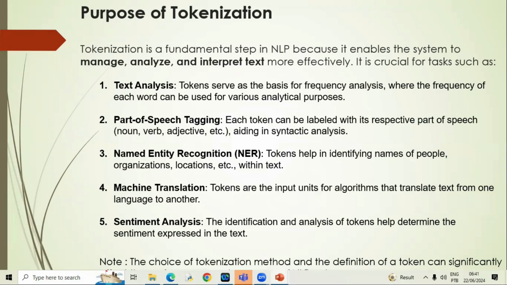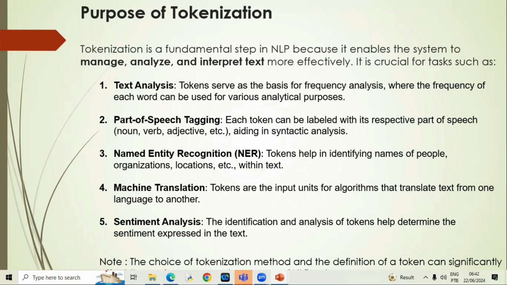So why do we do this tokenization process? Why are we not dividing into words, or into a rule as per the language? Why are we dividing into tokens? Now, a token is based on the model of the NLP, and we divide into tokens to manage, analyze, and interpret the text. Mostly we do text analysis by dividing the whole sentence into tokens. Each word can be used for various analytical purposes, and that's how we divide it.